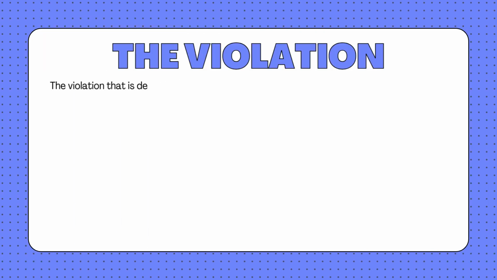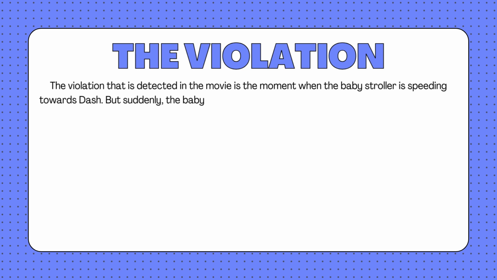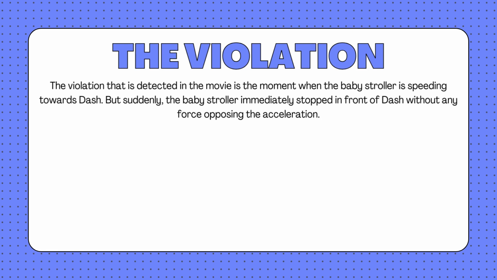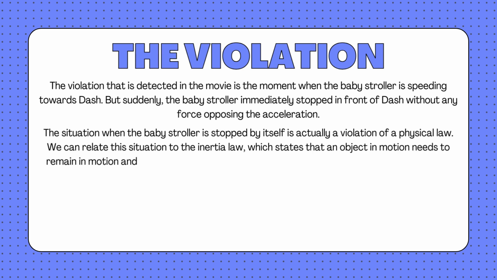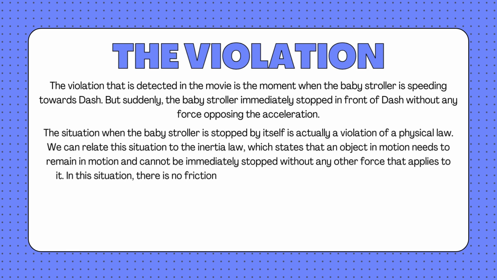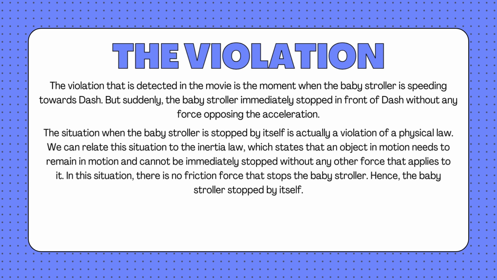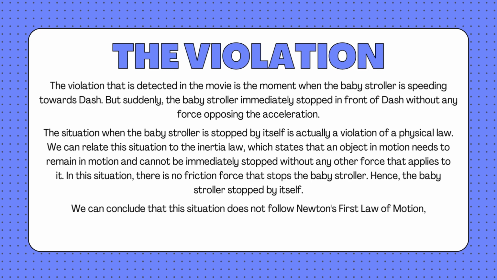The violation that is detected in the movie is the moment when the baby stroller is speeding towards Dash. But suddenly, the baby stroller immediately stopped in front of Dash without any force opposing the acceleration. The situation when the baby stroller is stopped by itself is actually a violation of a physical law. We can relate this situation to the inertia law, which states that an object in motion needs to remain in motion and cannot be immediately stopped without any other force that applies to it. In this situation, there is no friction force that stops the baby stroller. Hence, the baby stroller stopped by itself. We can conclude that this situation does not follow Newton's first law of motion, which is inertia.